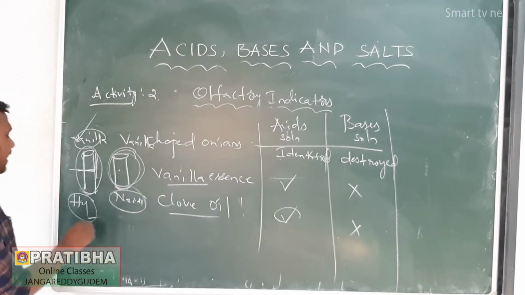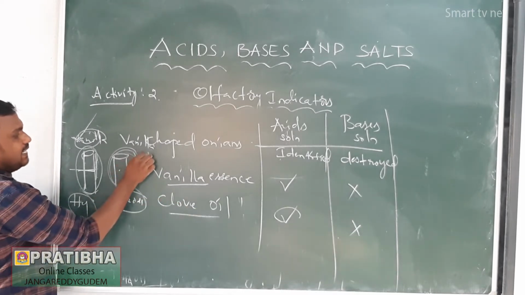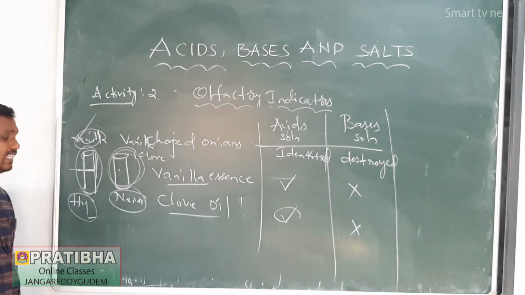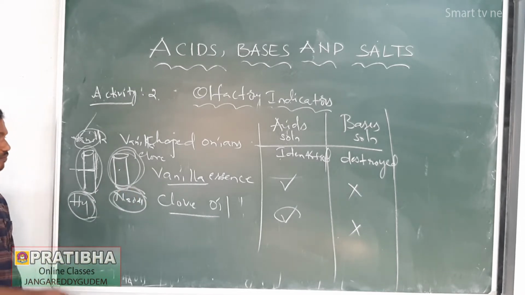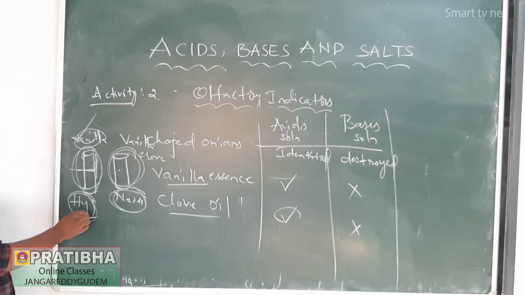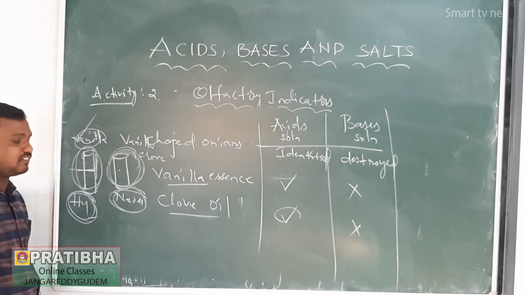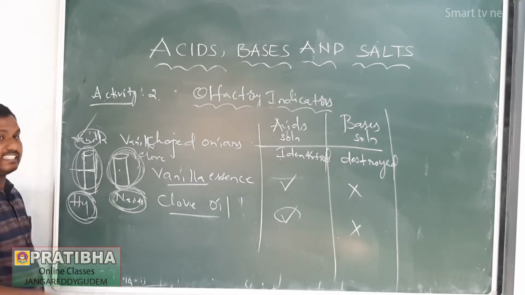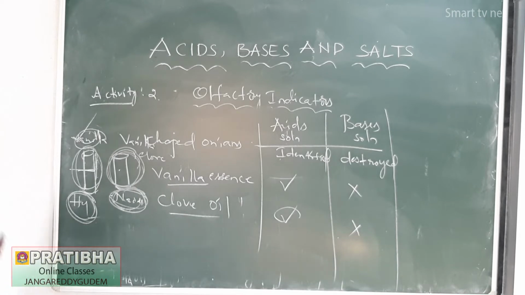Next, clove oil. We can take clove oil in the first test tube and in the second test tube also clove oil. After that, we can add HCl and we can add NaOH in the other test tube. First, we can observe the smell in clove oil in HCl solution, and we can observe the destroyed smell in sodium hydroxide, means a basic solution.